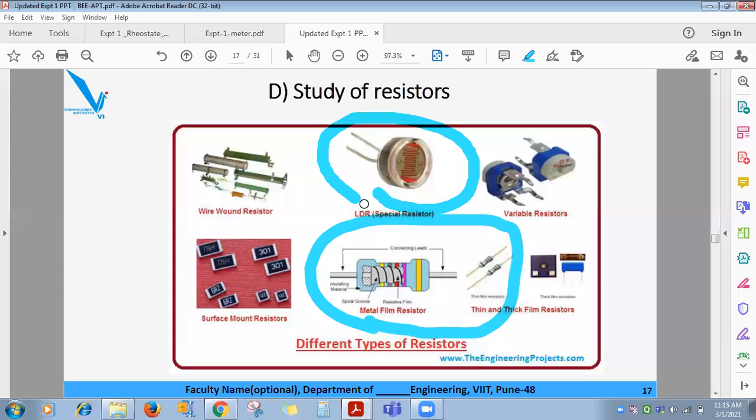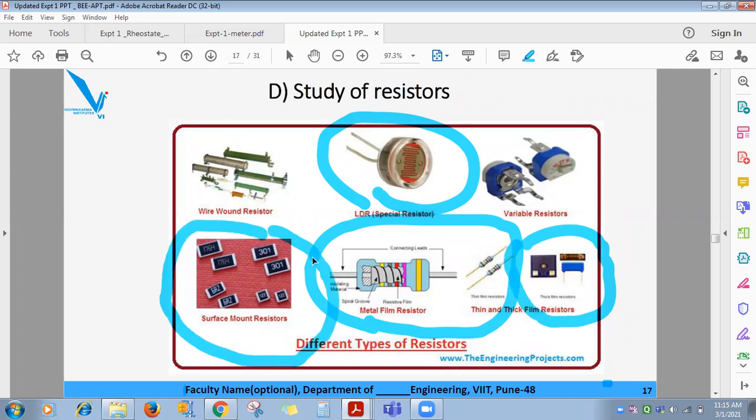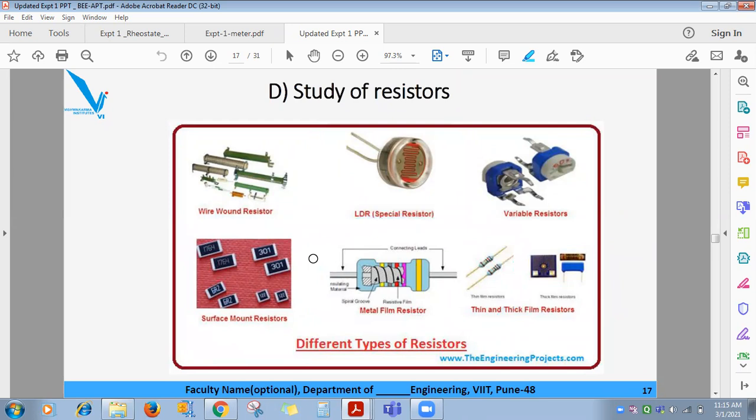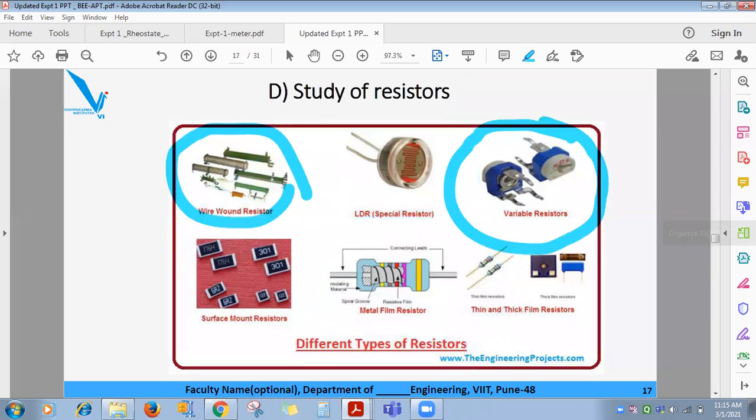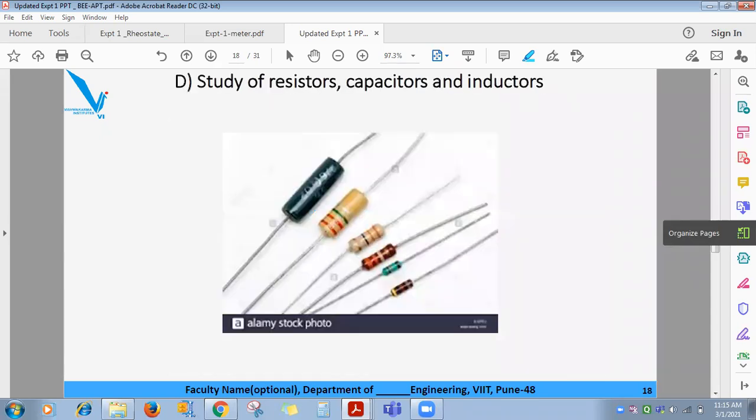This is a light dependent resistor. These are the thick film resistors. These are the surface mount resistors. Whenever you perform projects in second year, third year, final year, you will be using all these components if required in your projects. Now this rheostat is the next topic we are going to see. These are also resistors, of various types.